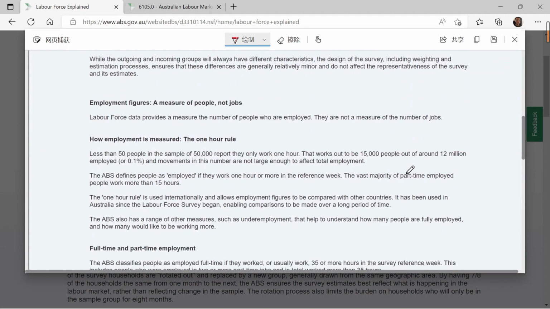In determining whether a person is employed or not, there is what is called the 1 hour rule. The ABS defines people as being employed if they work 1 hour or more in the reference week. If somebody says they did at least 1 hour's work in the reference week, then this person will be classified as being employed.